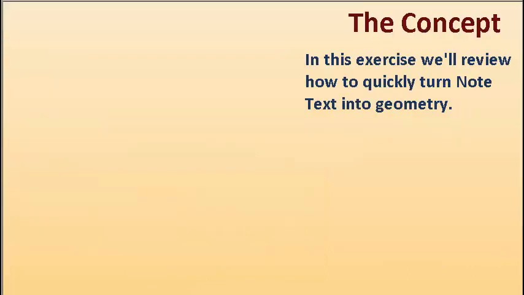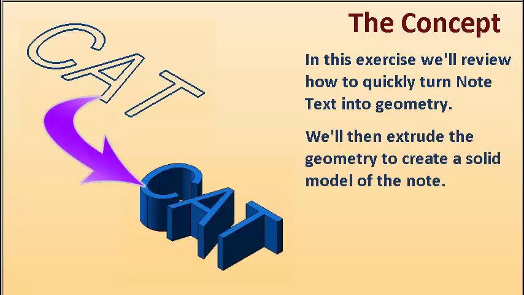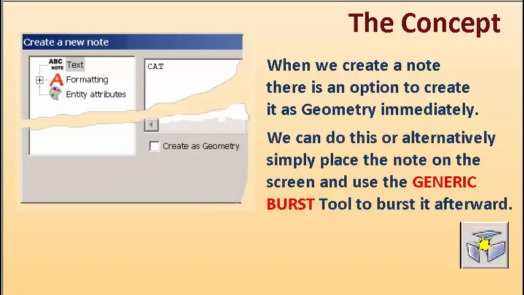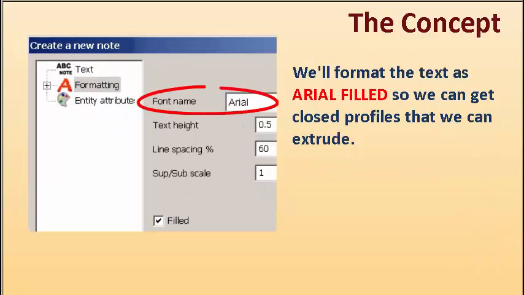In this exercise, we'll review how to quickly turn note text into geometry. We'll then extrude the geometry to create a solid model of the note. When we create a note, there's an option to create it as geometry immediately. We can do this, or alternatively, simply place the note on the screen and use the generic burst afterwards.